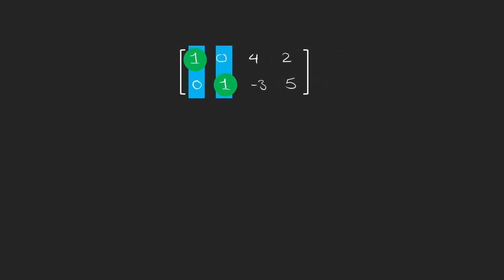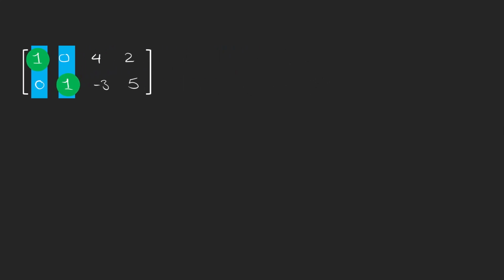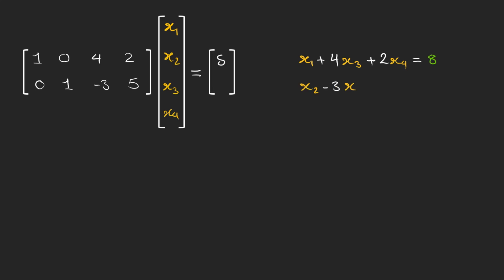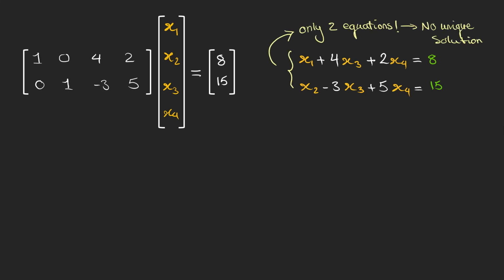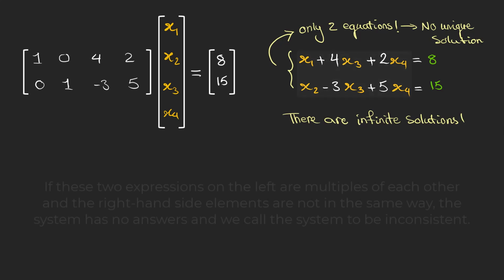One of the reduced echelon form matrices we had in the examples was this. This matrix can be the representation of the coefficients of a system of linear equations with 4 variables. There are 4 unknowns and only 2 equations, so we will not find a unique answer. And as the 2 equations are not the multiple of each other, there are infinite answers.